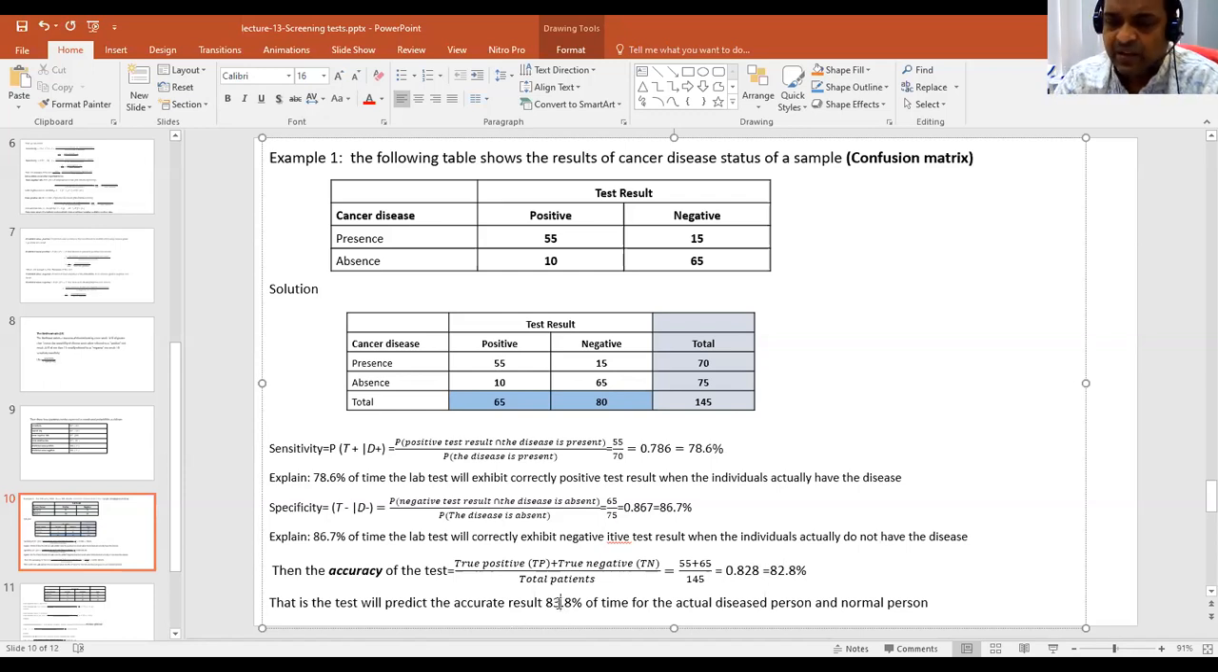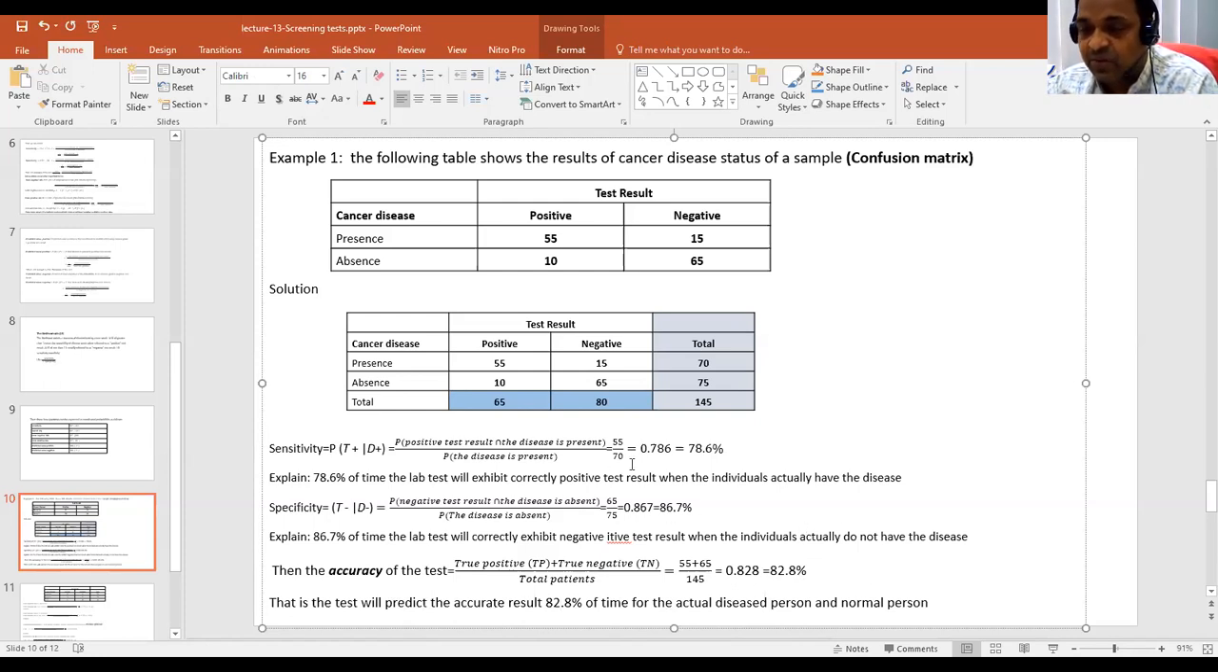Let me calculate. So 120 divided by 145. So it will be 82.8. So the lab test will be accurate 82.8% of the time with patients who actually have the disease and the normal person. That is, the lab test will exhibit the correct answer 82.8% of the time for the patients who have the disease and who don't have the disease. This is the accuracy of the test.